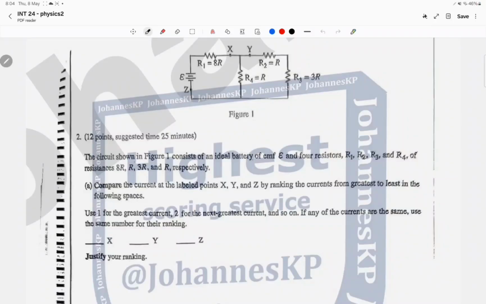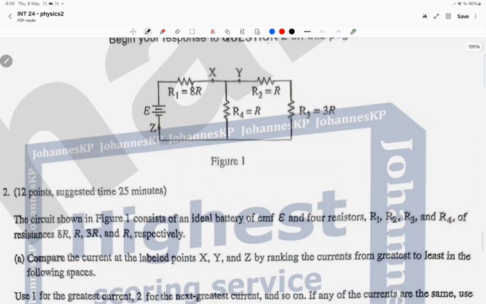So the current is leaving the voltage source, entering R1, and then point X before it diverges into some going to Y and some going to R4. And then the current that goes through Y will complete a clockwise circuit, and then it will recombine with the current going through R4, and they will recombine back into the full current, which is at Z.